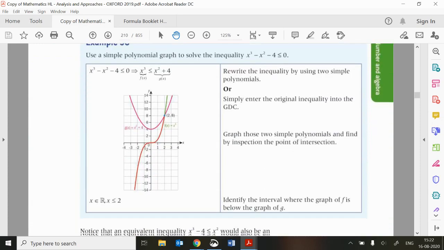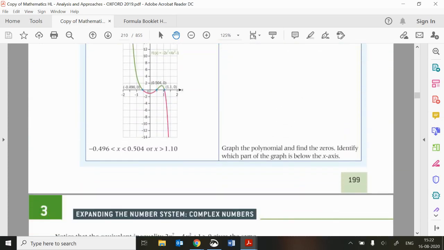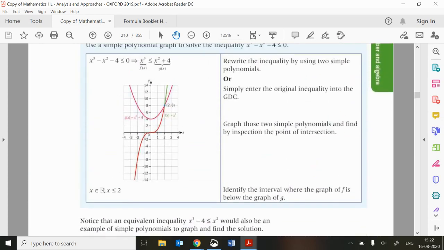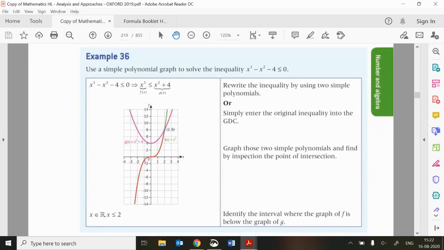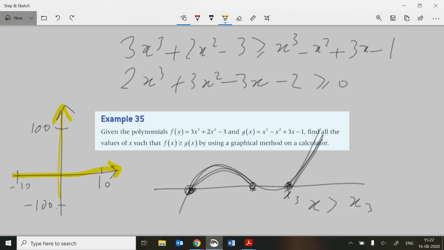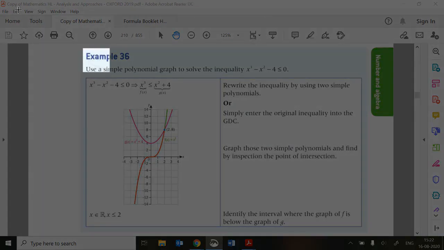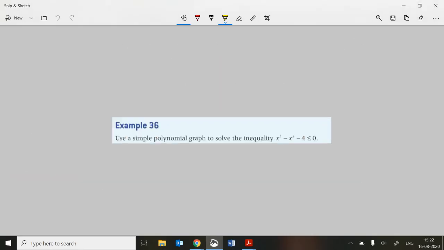And example 36, example 37 before we get to the exercise. So example 36, again, is just asking us to come up with a simple polynomial graph. And you can see how this one is working. They're just, well, in this case, they're actually splitting it into two graphs. And for myself, I just really wouldn't do that. I would just take the original graph here. So take the x cubed minus x squared.